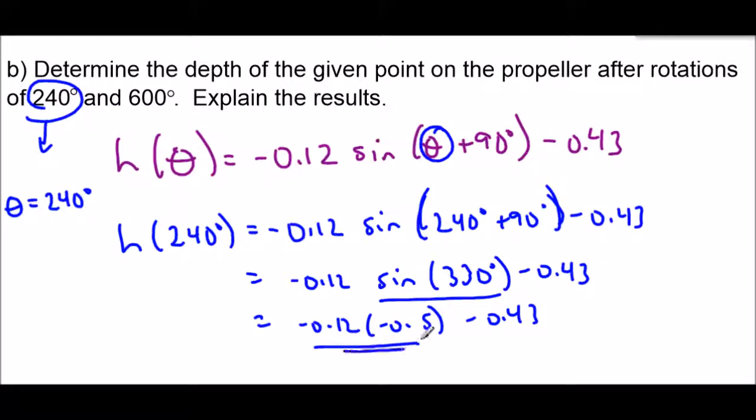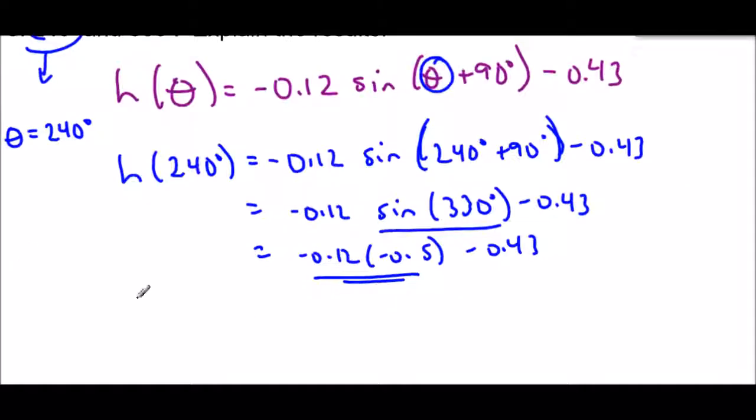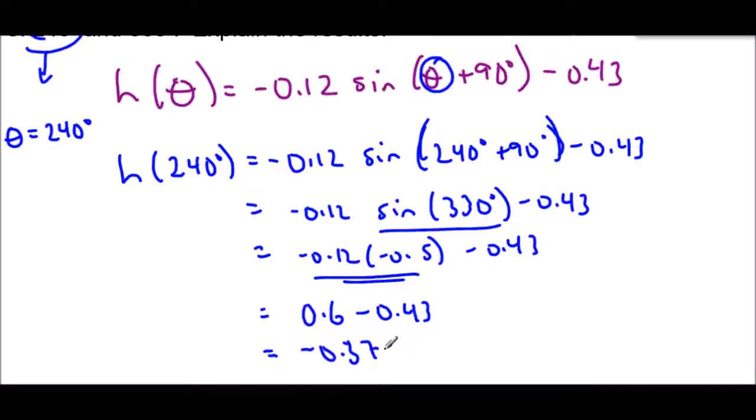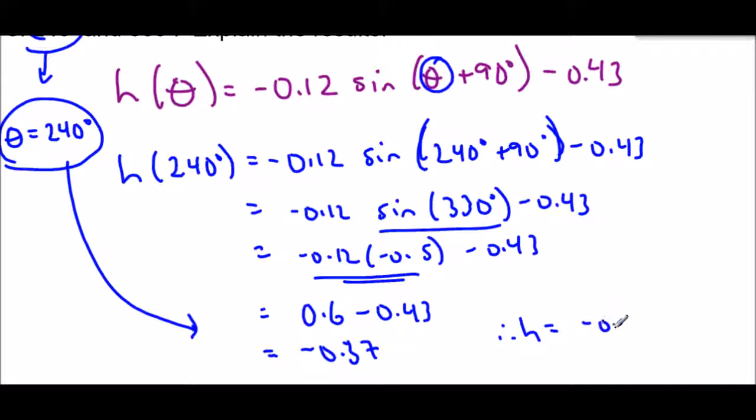Now I need to multiply because that says subtract, and you do that last. So multiply negative 0.12 times negative 0.5. What do I get? 0.06. And then finally I'm going to subtract negative 0.43 from that, and I get negative 0.37. So at an angle of 240 degrees, the height of the propeller is negative 0.37 meters. So again, that means it's below the water surface by 0.37 of a meter.